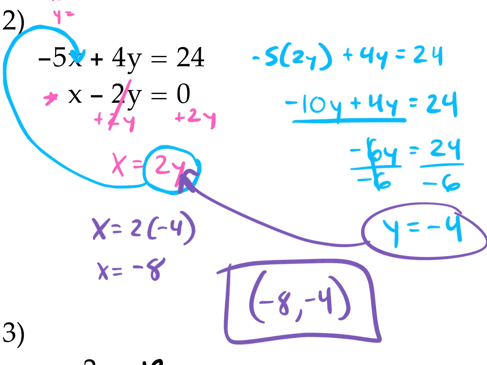Don't forget to write your answer as a coordinate point. On the quiz, people forgot to write their answer as a coordinate point, but they got the right x and the right y, but they still lost points because they didn't write it as a coordinate point. You have to write your answer this way.